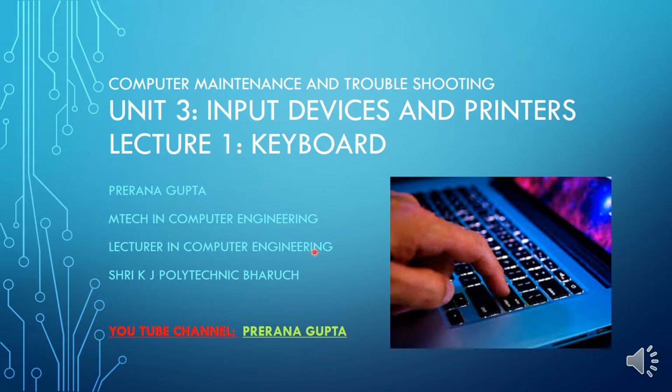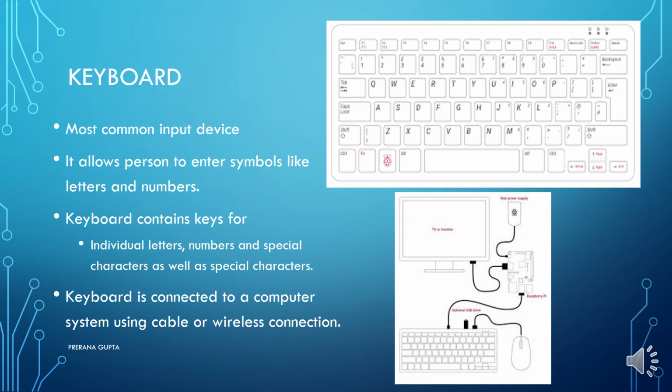So, starting with, what is actually a keyboard? Keyboard is one of the most common input devices used in a computer system. A computer keyboard is an important device that allows a person to enter symbols like letters and numbers into the computer. It is the main input device for most computers.